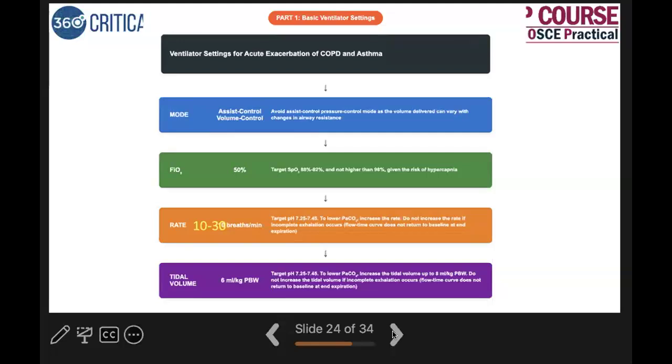Coming on to the rate. See, the rate, there is a myth that if the CO2 is high, you keep the increased respiratory rate. If the CO2 is high, you keep increased tidal volume. It is not like that.